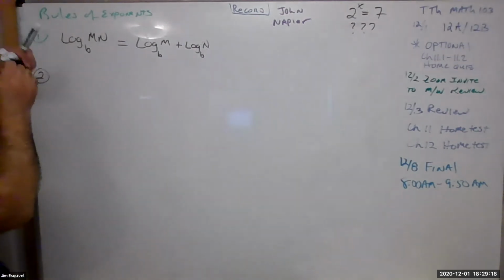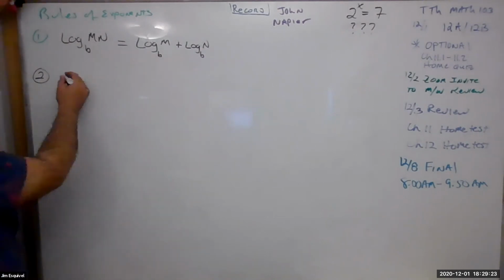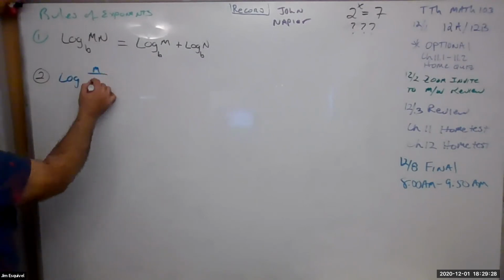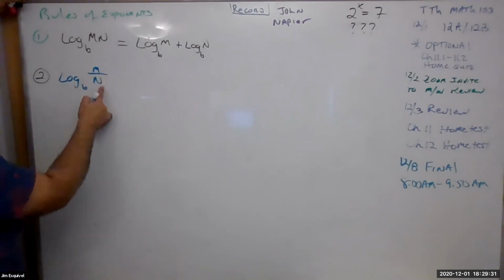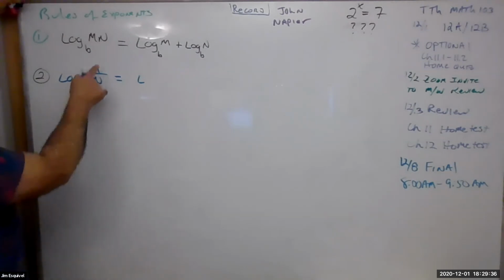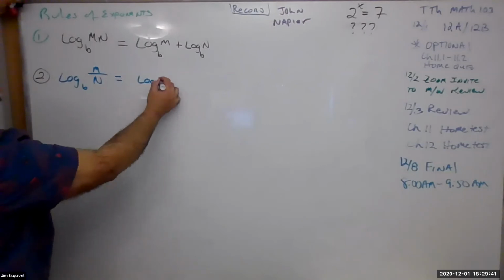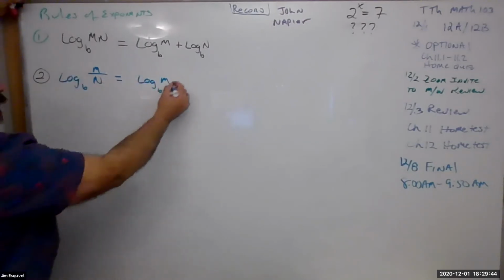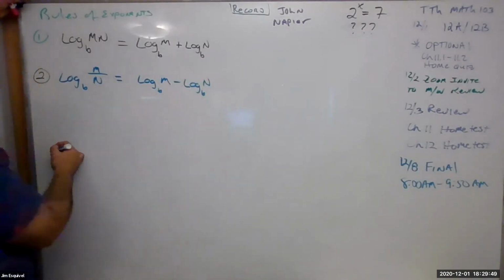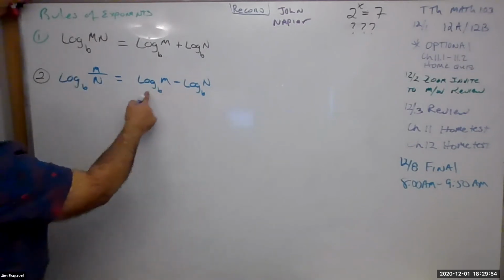Number two: if you can split multiplication up with addition, then it makes sense that you can split division. You can split up a division problem with subtraction. Log base b of m over n is log base b of m, the numerator, minus log base b of n, the denominator. So you can separate this into the subtraction of the two logarithm values.